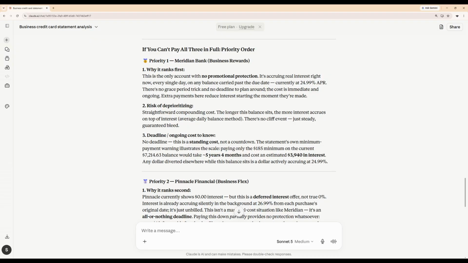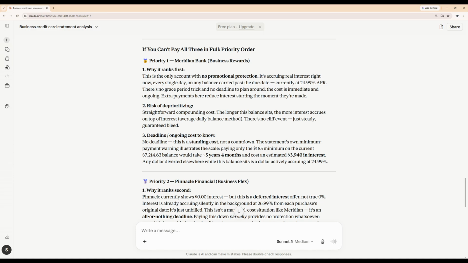Priority 1 is Meridian. No promotional protection whatsoever. Interest is accruing right now at 24.99% on every dollar that stays unpaid. No deadline to plan around, no cliff to fall off. Just a steady, compounding cost that starts the moment a balance sits.